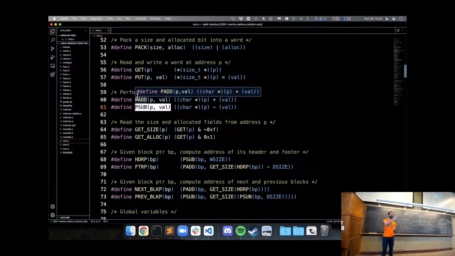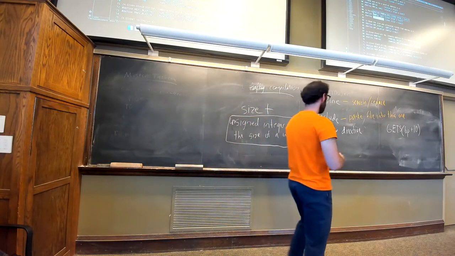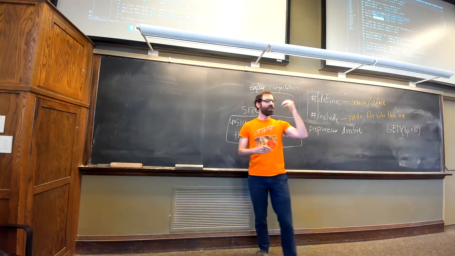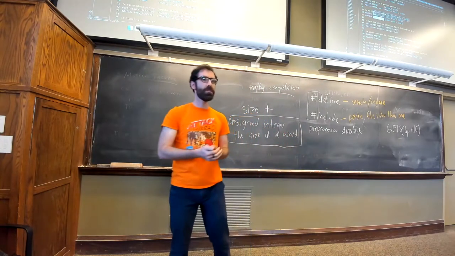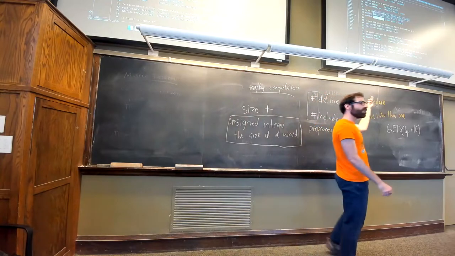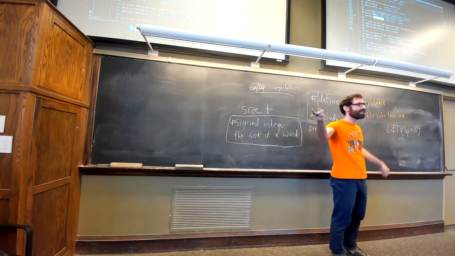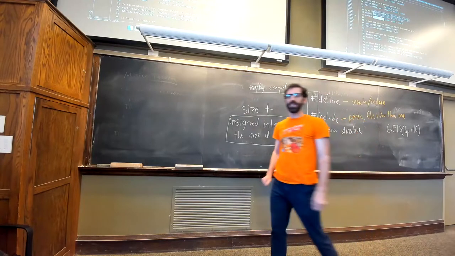What other questions do you have? Mike? When there's no equal sign, does it implicitly return the value? So that's a good question. What are these actually returning? What are they doing? It is just taking, say, get or put or whatever it is, and slapping in what we've defined it to be.